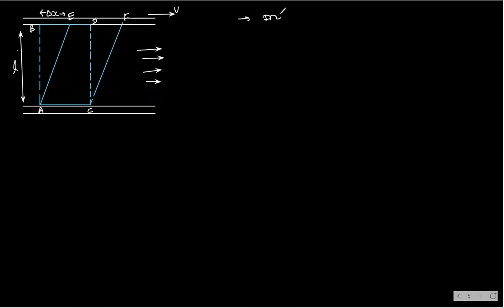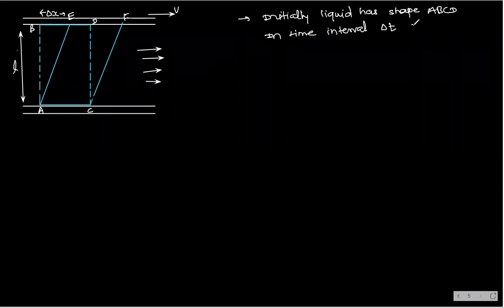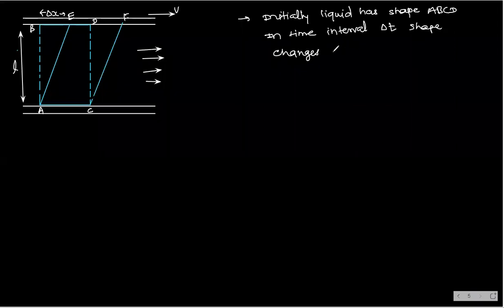So initially the liquid has shape A B C D, okay, right, and after a time interval, let us take delta T, what happens, this shape will change, like A E F C, okay, A E F C.